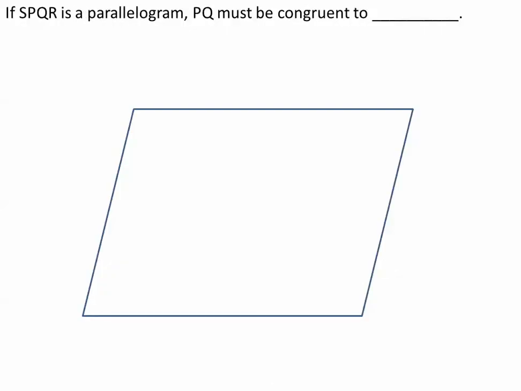Okay, here's another one. If SPQR is a parallelogram, PQ must be congruent to... Now then, what you need to remember is that we name our vertices in consecutive order. So there's point S, there's P, there's Q, and there's R. So they're saying, what is PQ going to be congruent to? Remember, in parallelograms, opposite sides are congruent, so it's going to be congruent to SR. So you would just put SR up there in that blank.